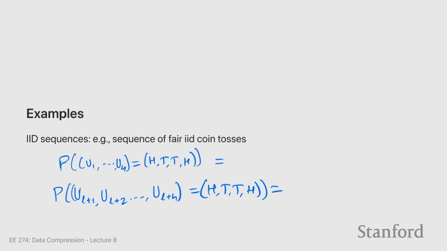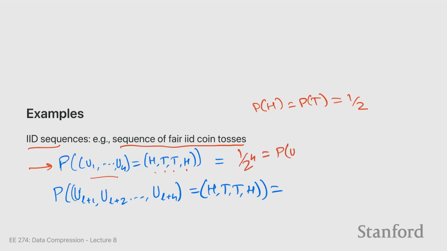Okay. So let's say you have an IID sequence, which is a sequence of fair IID coin tosses, right? So the probability of head is equal to the probability of tail is equal to 1/2. Can someone tell me what is the probability that the first 4 tosses are in the sequence HTTH? Yeah, 1/2 to the 4th, which is correct, right? Because this is IID, so this is just P of U1 equal to H multiplied by P of U2 equal to T, and so on, right?